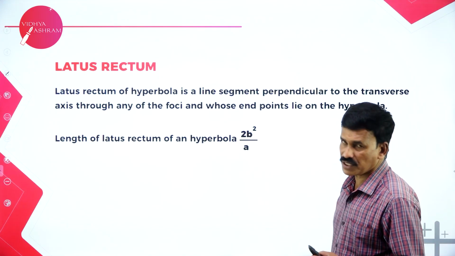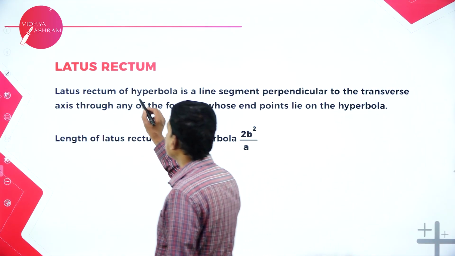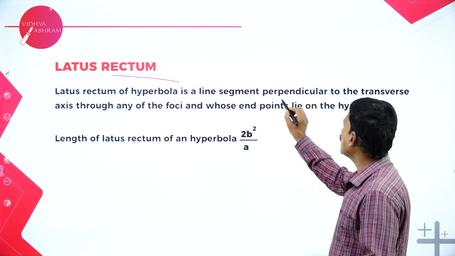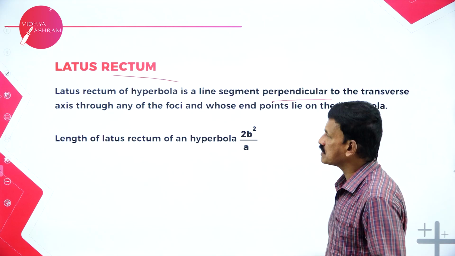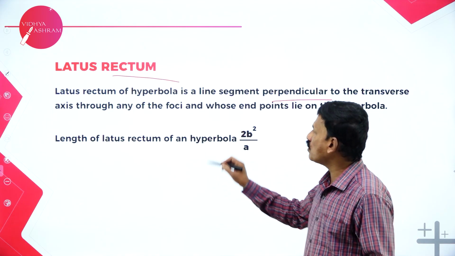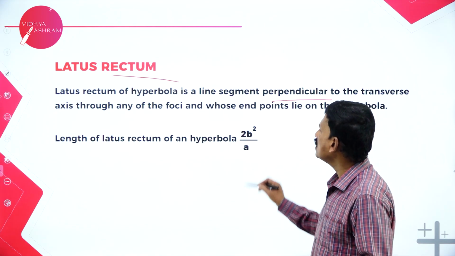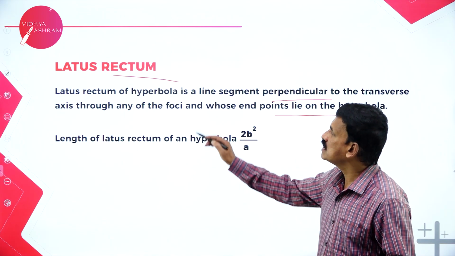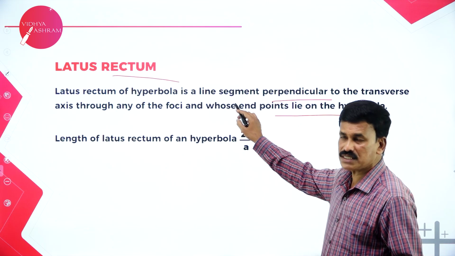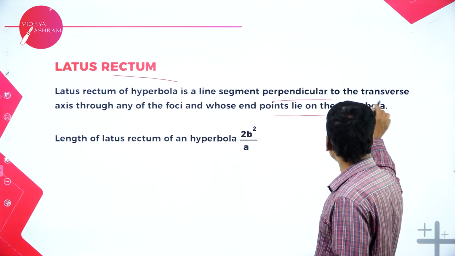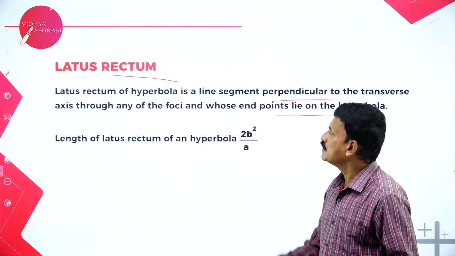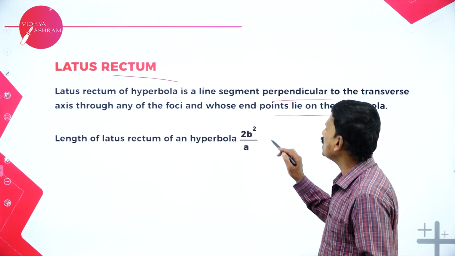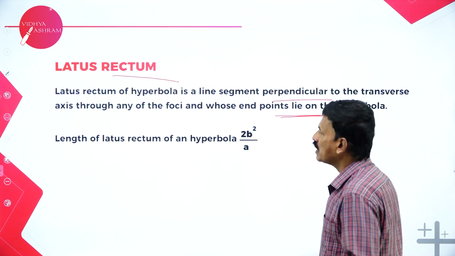Now let us know regarding latus rectum. What is latus rectum? The latus rectum of a hyperbola is nothing but the line segment perpendicular to the transverse axis through any of the foci, and whose endpoints lie on the hyperbola. That is, the latus rectum of a hyperbola is a line segment perpendicular to the transverse axis through any of the foci, and whose endpoints lie on the hyperbola.